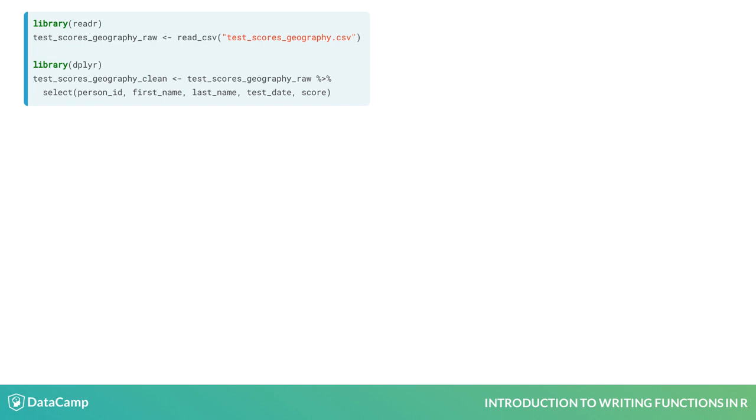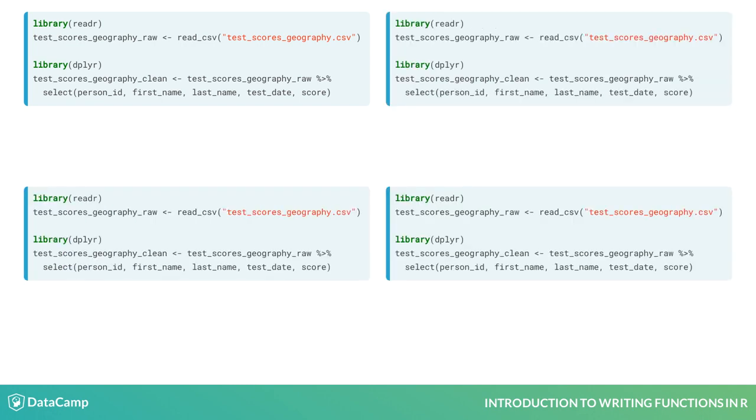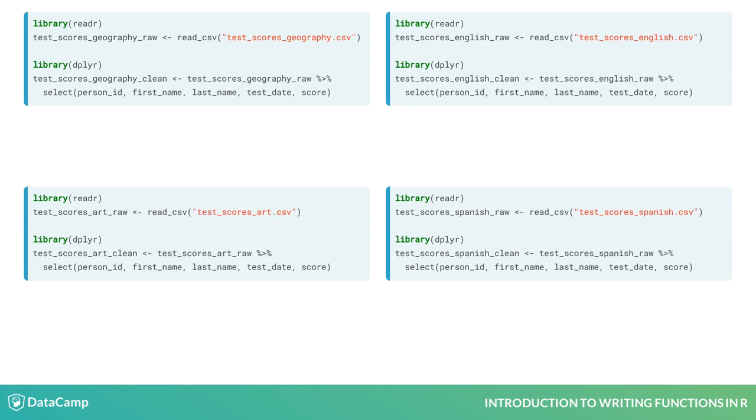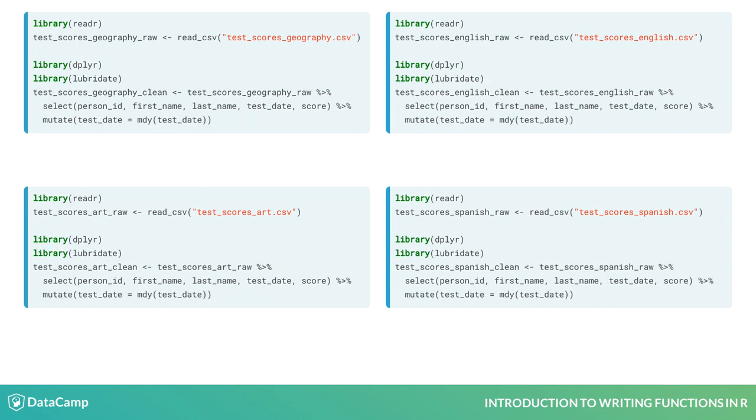Suppose you aren't just analysing geography test scores, you're also analysing the scores for English, art, and Spanish. No problem. All you have to do is copy and paste the code so you have 4 sets. Then you change the names of each subject in 3 places. But then you notice that the test dates didn't auto-convert to a date format, so you have to do it manually. Fine, you paste in a mutate line to each set of code.